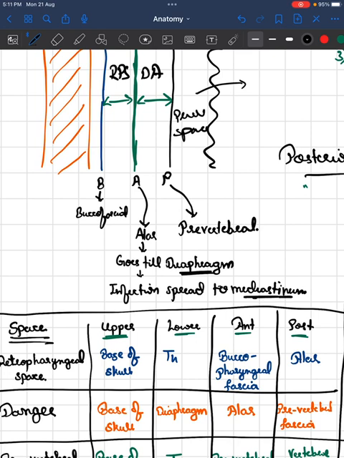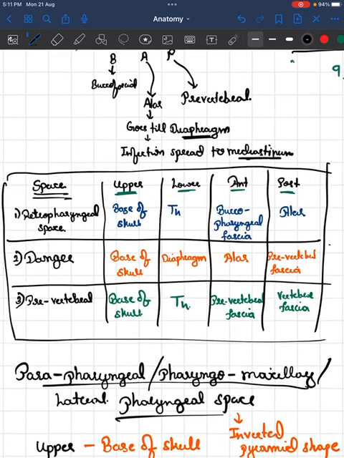In the mediastinum we have structures like great vessels, inferior vena cava, aorta, and heart, which can be affected by the spread of infection, leading to further complications. So it is known as the dangerous area. Now we can see the spaces and their boundaries. In the retropharyngeal space, the upper boundary is the base of skull, lower is till T4 vertebra. Anteriorly the buccopharyngeal fascia, posteriorly the alar fascia. Now the dangerous area: upper is the base of skull, but it extends till the diaphragm.